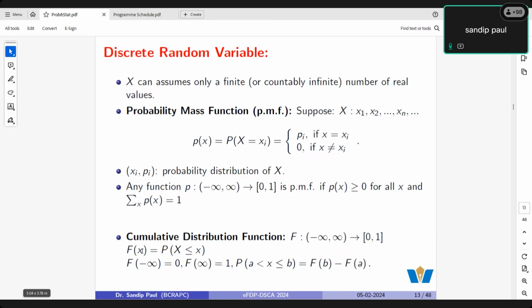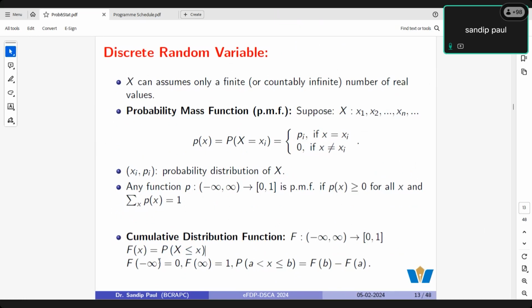So it will be the probability from the leftmost value to a certain value of x. That means we have to add all such probabilities to get that function. So F of x is the sum of all probabilities, which can be written as P of X less than or equal to small x. So it is the cumulative distribution function of the random variable X.